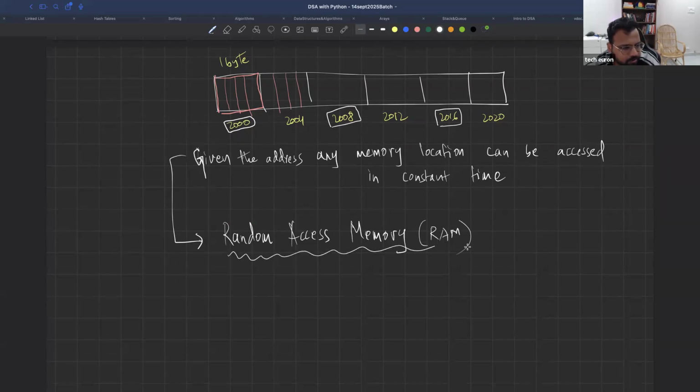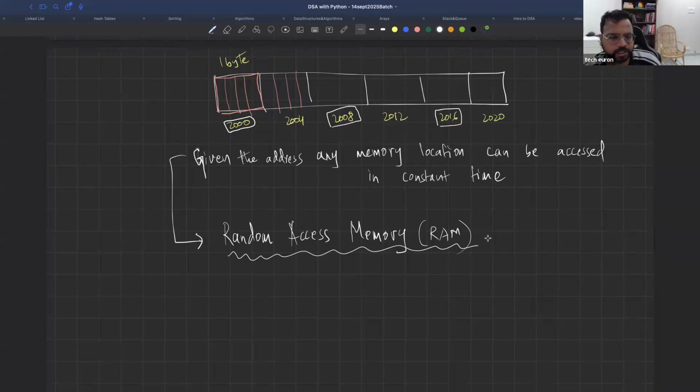If you're following, if you know the memory location, if you know the memory address, then you are able to access that. And that is also one primitive step. If you remember yesterday when I was talking about time complexity, I was telling you that we count the number of operations, and for counting the number of operations, we need to understand what is one primitive step. So this is also one primitive step.